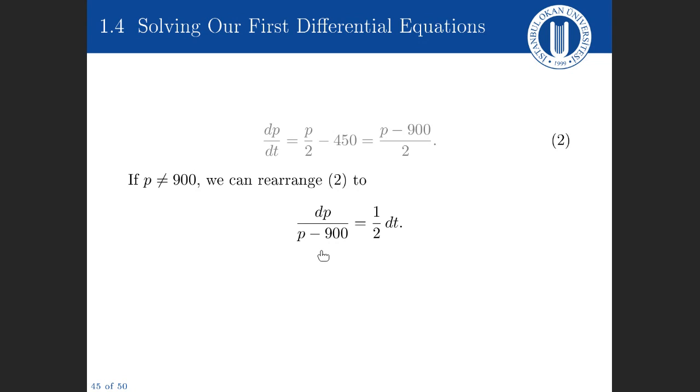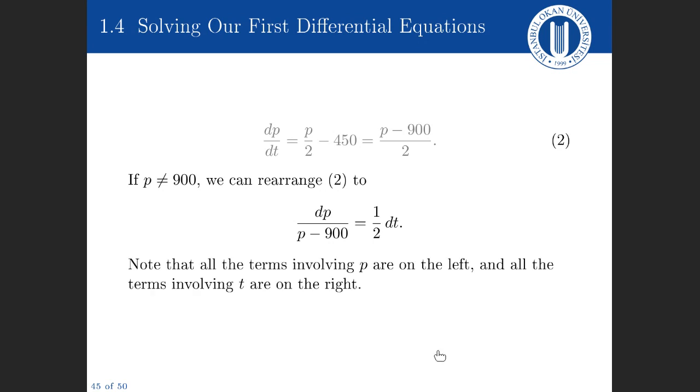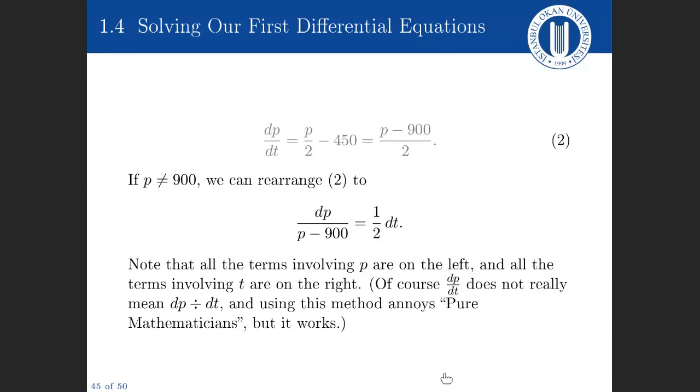What we're doing here is we're separating the variables. All of the p variables are on the left of the equal sign. All of the t variables are on the right. If we can do this, if we can separate the variables like this, so that all of one variable is on the left and all of the other variable on the right, then we're allowed to integrate the equation.